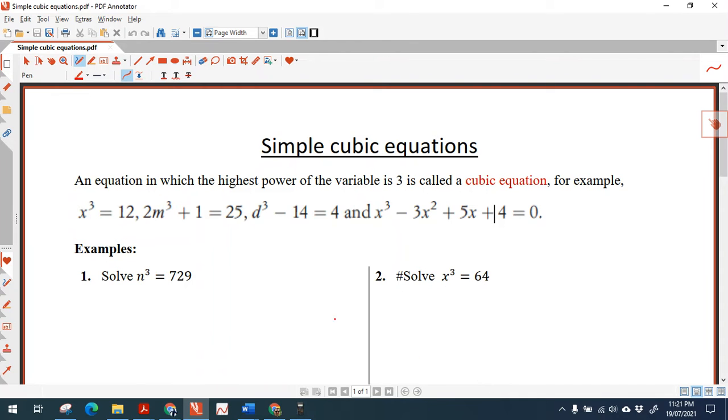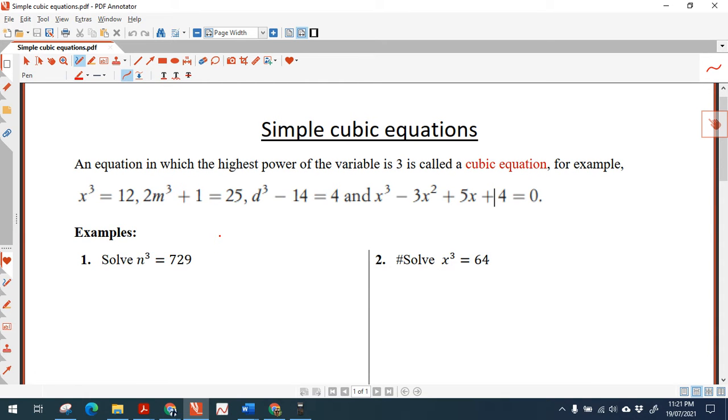Okay, boys, we are looking at simple cubic equations today. This is the second time I've made this video because the first one didn't save for some reason.